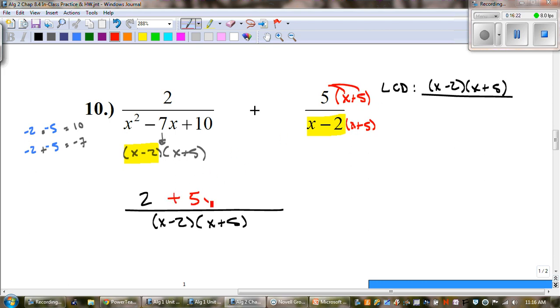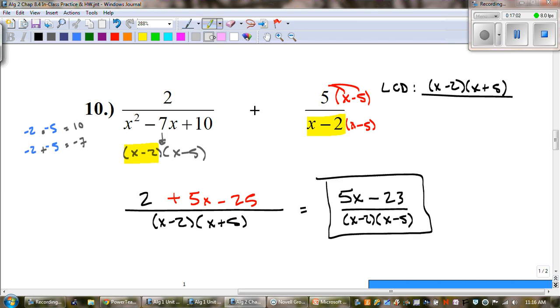So we get 5x plus 25. I'm sorry, we multiplied by -5. Why did I make that a positive, guys? So 5x minus 25. Now, when we write that in order, we get 5x minus 2 minus 25 is 23 over x minus 2, x minus 5. And guys, there's nothing we can do there. That's our final answer. Okay?